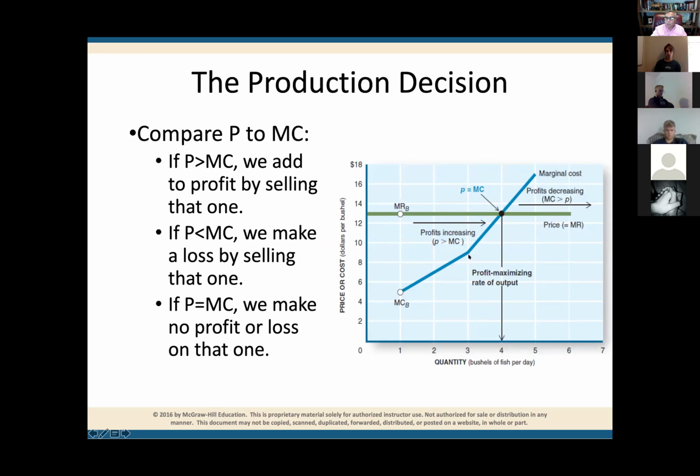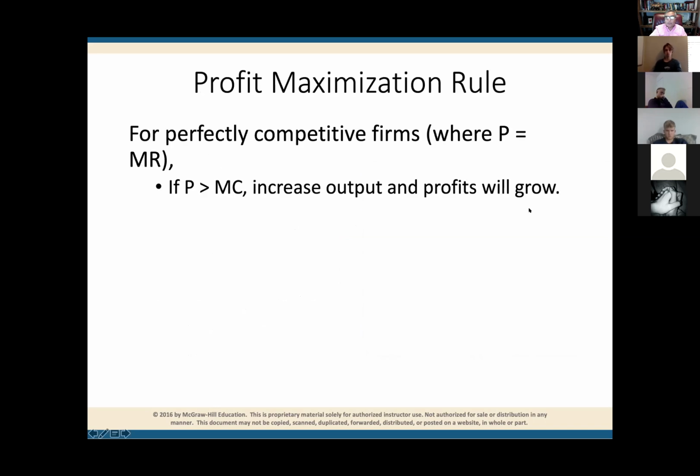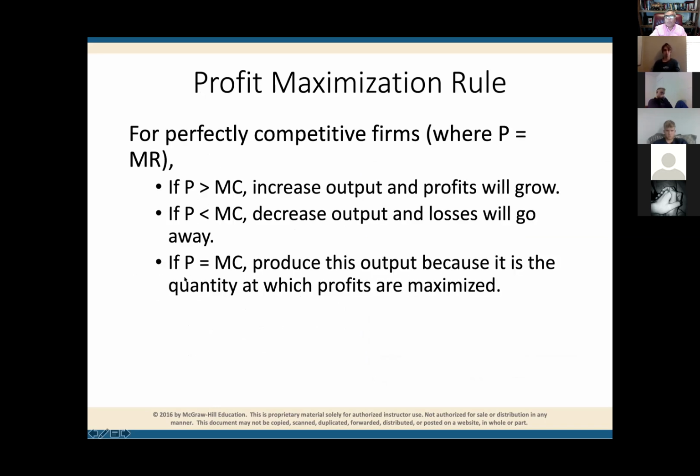How about 3 units? Yeah, I'll make 3 units because 3 units cost me about $9 to make, and I can sell it for 13. How about 3.5? Yes. How about 4? Yes. How about 5? Well, at 5, the cost of production is actually higher than the selling price. So no, you will not make that unit. So then the profit maximizing rule is this. You stop producing where price, which is marginal revenue, equals marginal cost.